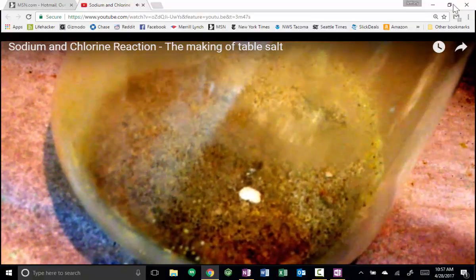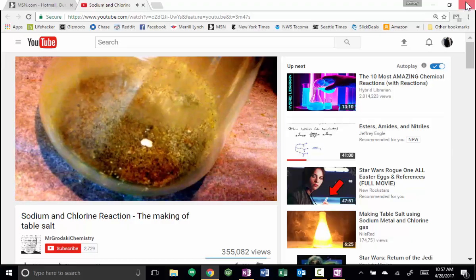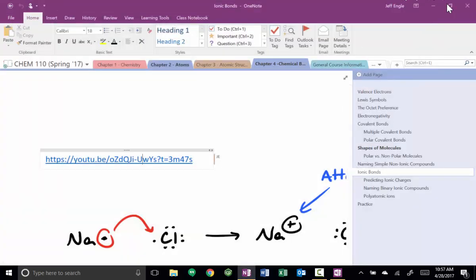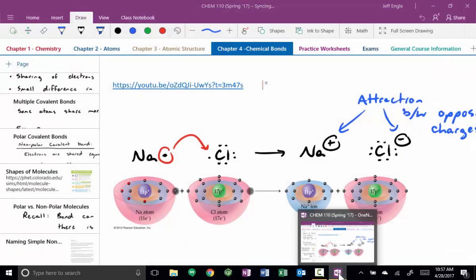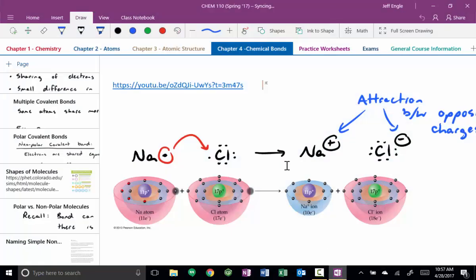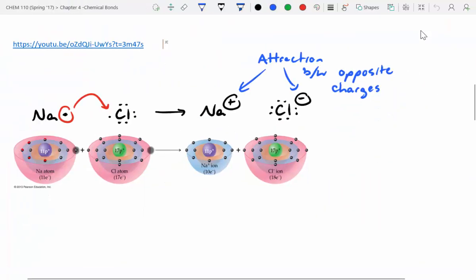So the sodium chloride, sodium plus. All right, we'll stop it there. But the key takeaway from that is that anytime you do these transfers of electrons, it releases an incredible amount of energy. It's not a very practical way of making salt, though, obviously.